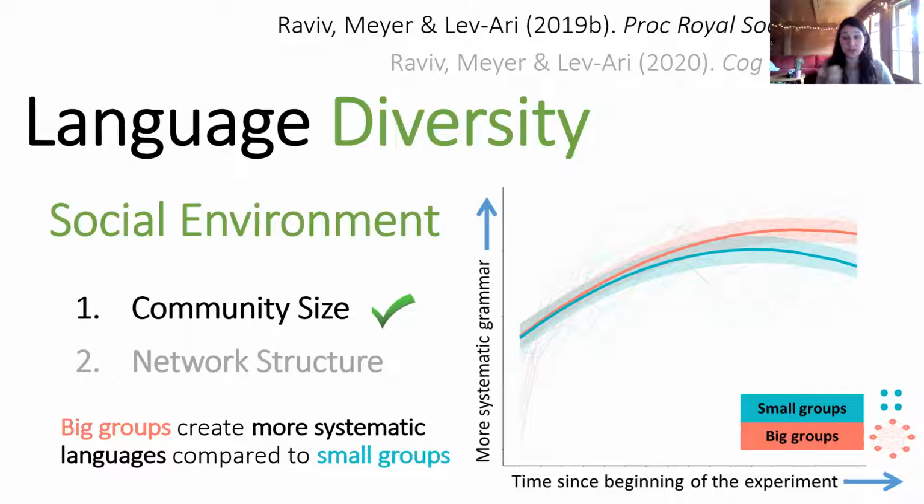And these experimental findings I thought were quite exciting because they showed for the first time that community size in the lab can affect patterns of language diversity, such that the social and communicative pressures that are associated with different kinds of social environments can shape the nature of languages that are created in these different communities.